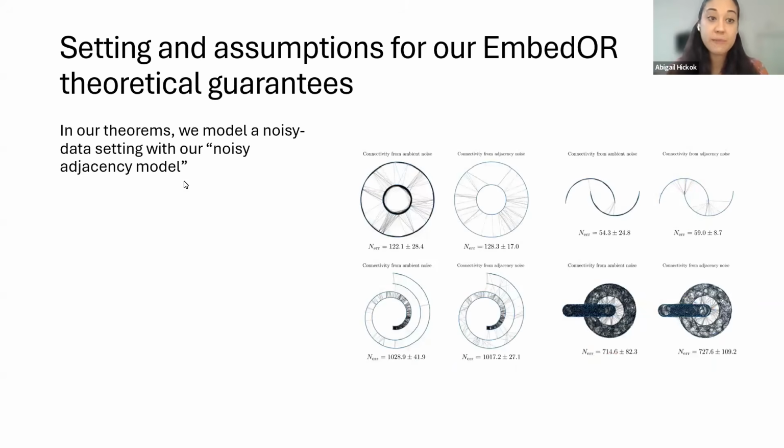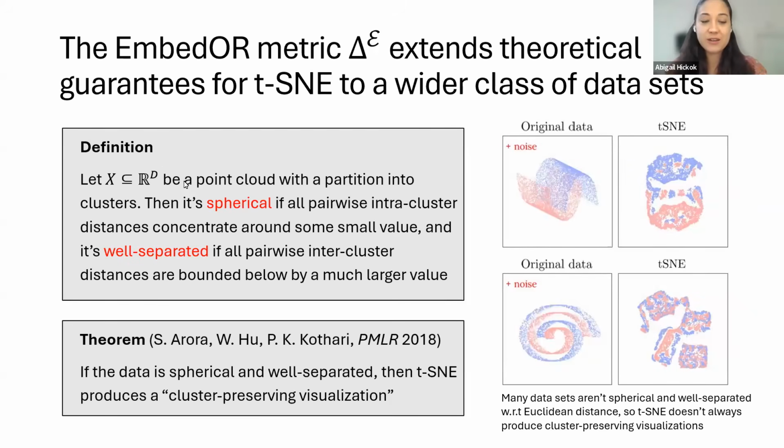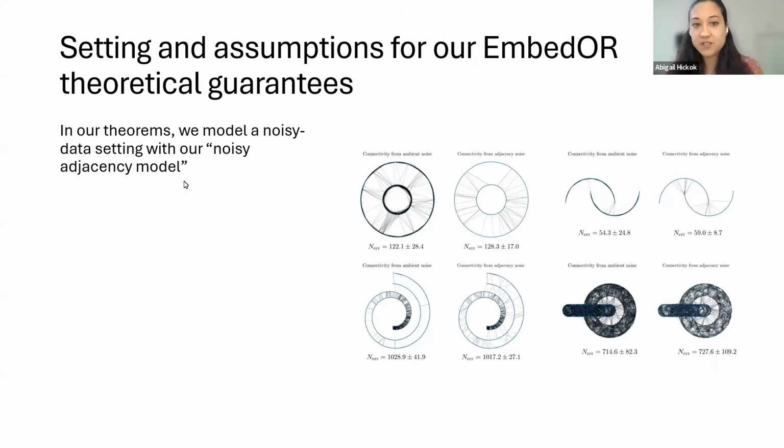And what we show for the embedder metric is that these datasets don't satisfy the spherical and well-separated condition for Euclidean distance, but they do for the embedder metric. So for our theorems, we use a model of a noisy data setting that's a little bit unconventional, that's convenient for our theoretical analysis. So we build what we call a noisy adjacency model.